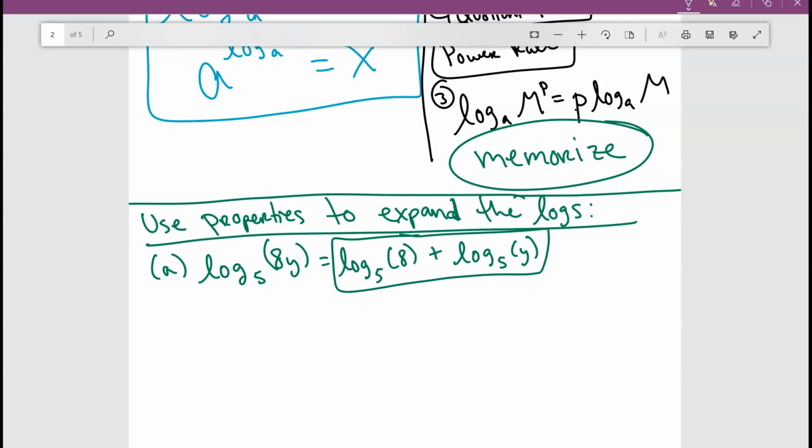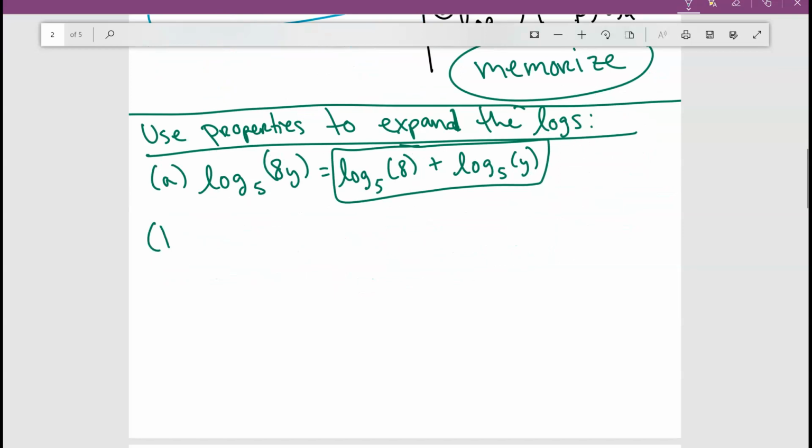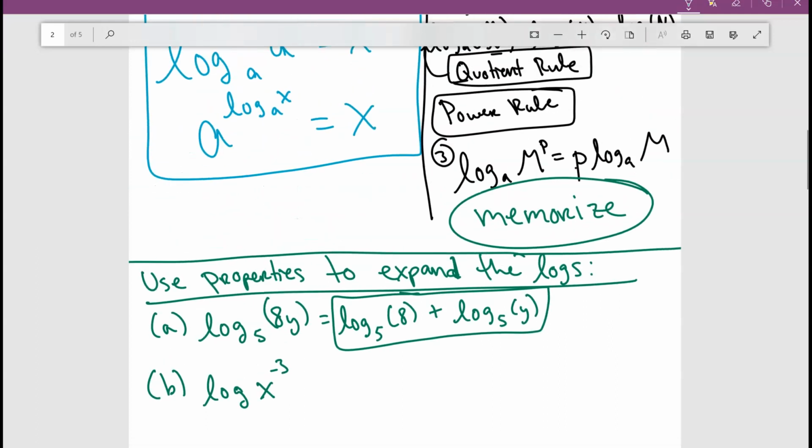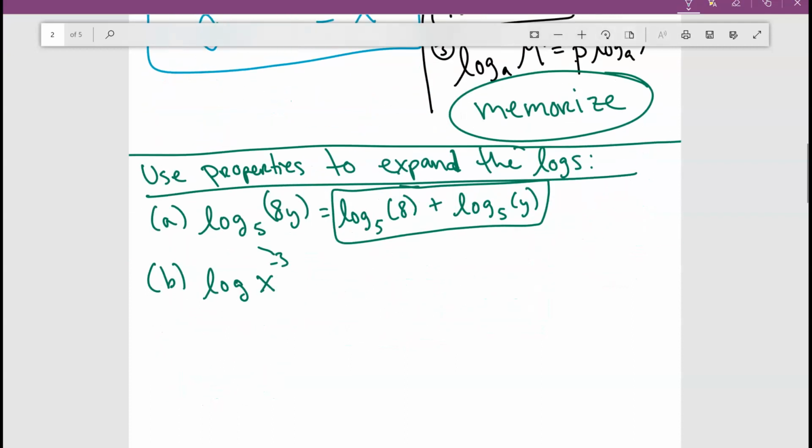Now let's do another problem. Let's say we had log of x to the negative 3. This is log base 10, because there's no base written. Which property should I use here? I should use the power rule, because I have something raised to a power. So I'm going to move the negative 3 over. This is going to be negative 3 log of x. And that's it.